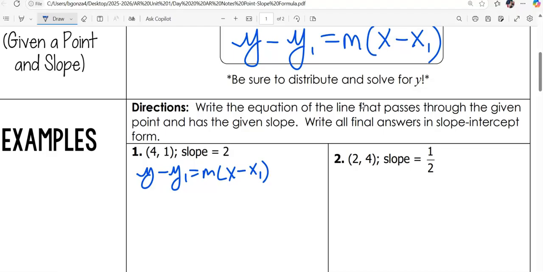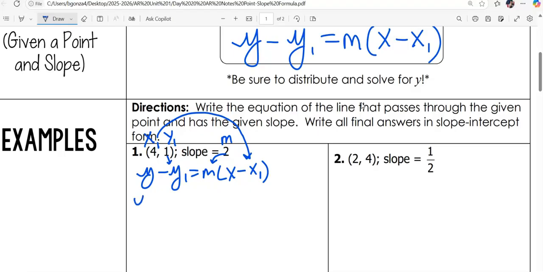Now look, y'all see this point (4, 1)? That's x1 and y1. Slope is always my m. Okay? So can you put the y value right there? Can you put the x value right there? And can you put the m right there? That's pretty much how you're going to plug it in.